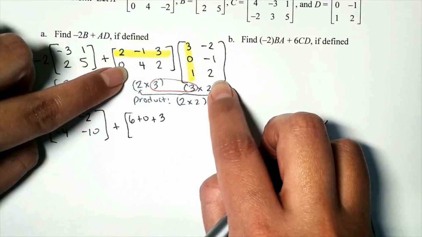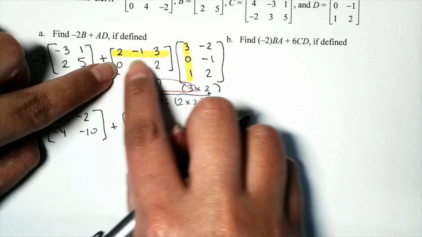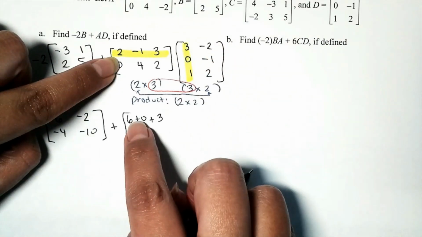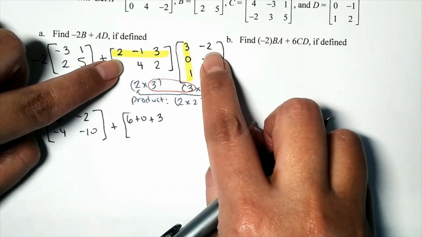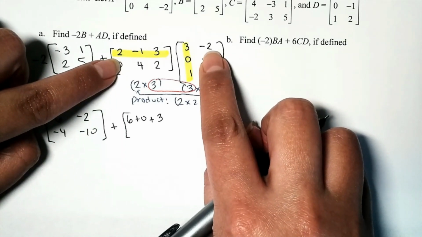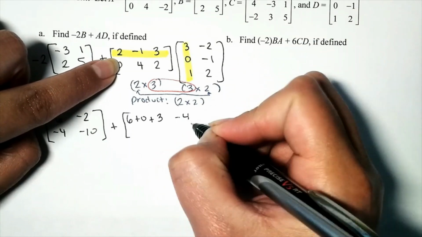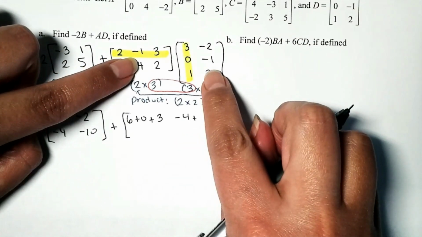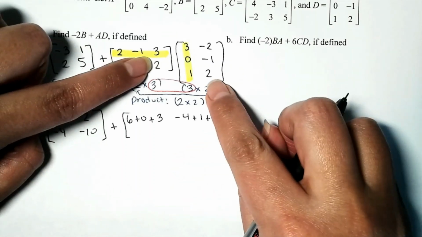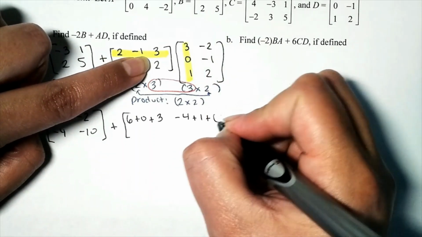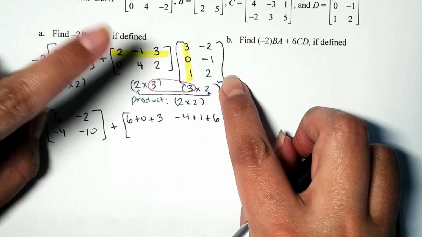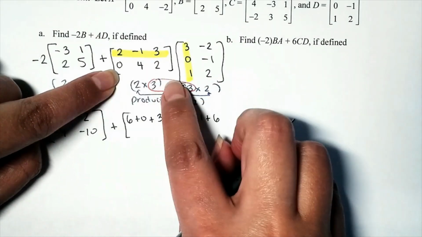Same row, new column. Row 1, column 2 will be the 1, 2 entry. So let's multiply and add until we have no more. 2 times negative 2 is negative 4. Plus the next product, negative 1 times negative 1 is 1. Plus the next product, 3 times 2 is 6. We're good. No more columns, so we're done with row 1. Row 2, you're up next.